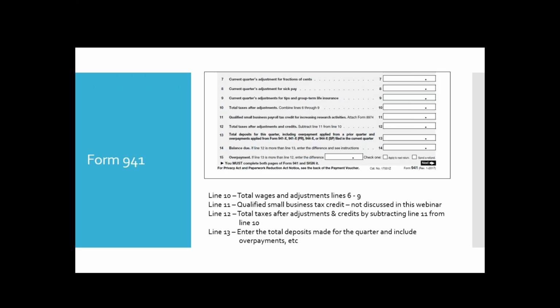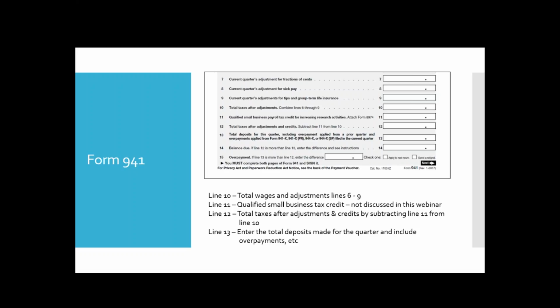On line 10, total your tax adjustments on lines 6 through 9. Now, line 11 deals with a special payroll tax credit for qualified small businesses, and we are actually not going to get into those details during this webinar. Line 12 is the result of your total taxes after adjustments and credits. Subtract line 11 from line 10.